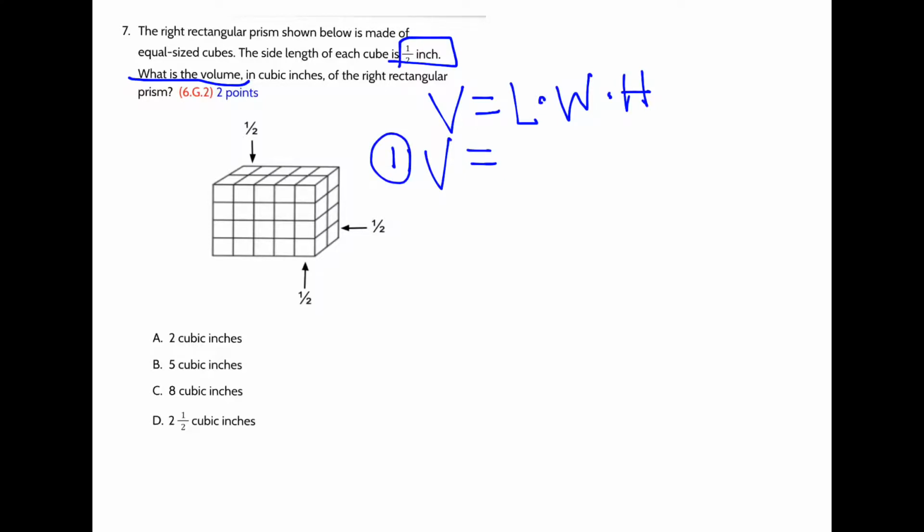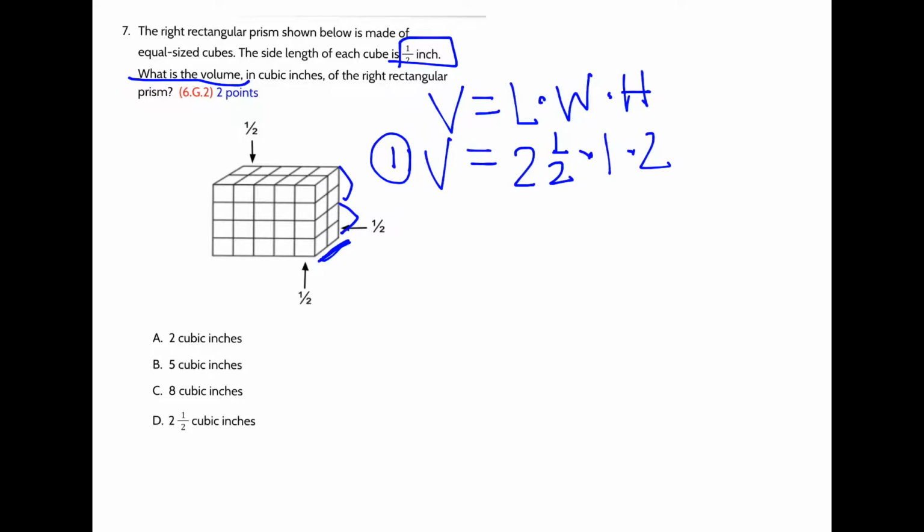So step 1 is showing us that we have for our length 2.5, because there's 2.5 if we're doing 1/2 inch cubes, times our width right here. If they're 1/2 inch cubes, we have 1. And our height, here's 1, here's 2, because they're 1/2 inch cubes.